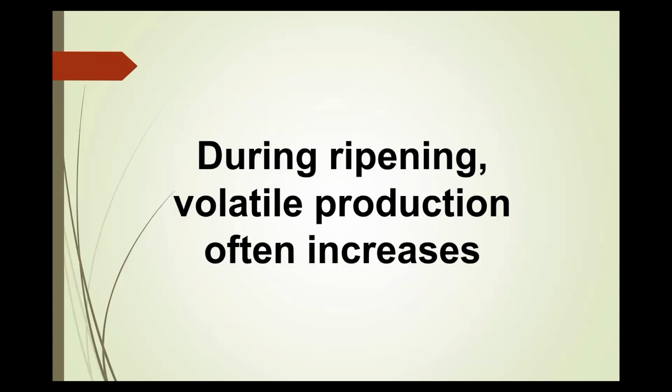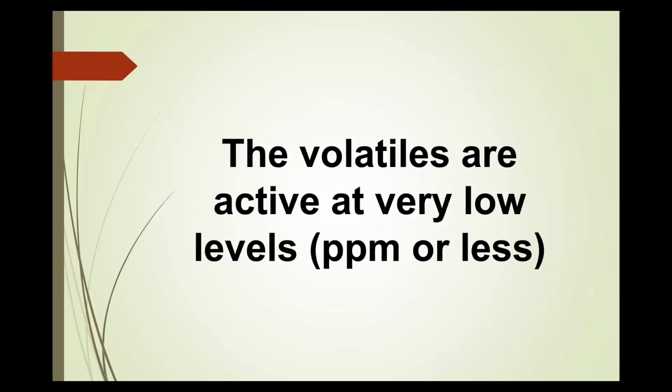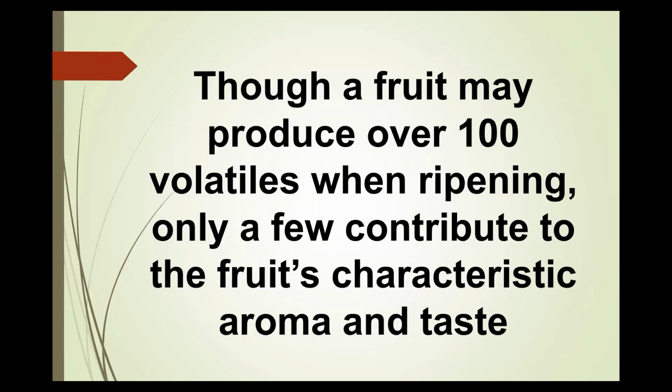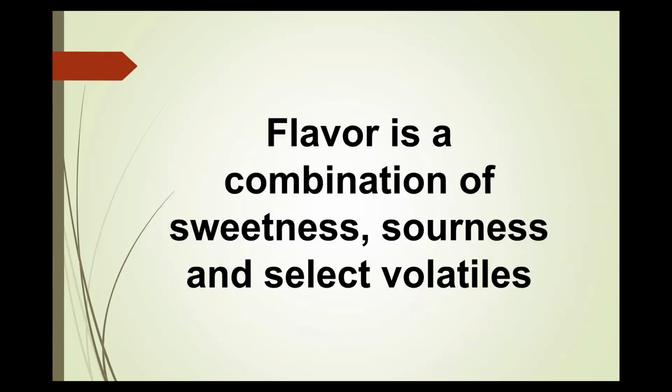During ripening, volatile production often increases. The volatiles are active at very low levels in the range of parts per million or less. Though a fruit may produce over 100 volatiles when ripening, only a few contribute to the fruit's characteristic aroma and taste. Flavor is a combination of sweetness, sourness, and select volatiles.